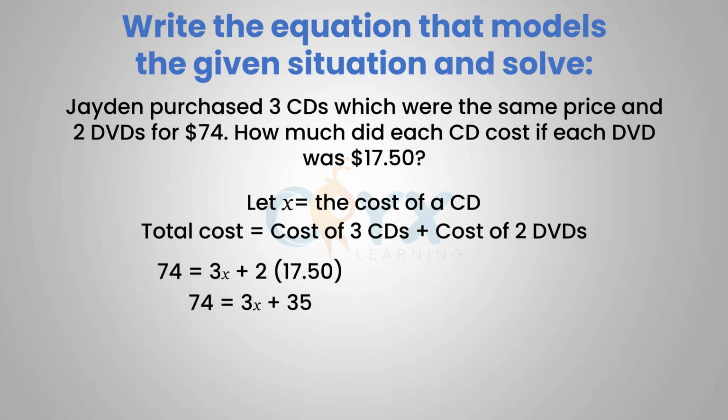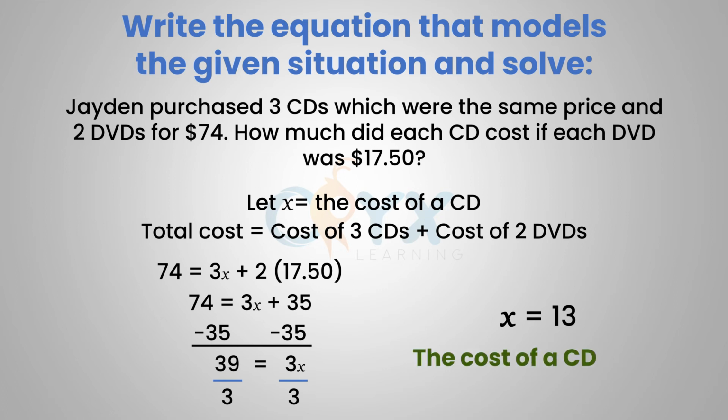The inverse operation of addition is subtraction, so we'll subtract 35 from both sides of the equation to keep it in balance. 74 minus 35 is 39, so 39 equals 3x. Again, taking the inverse operation, the inverse of multiplication is division, so we'll divide both sides of the equation by 3. 39 divided by 3 is 13, so x equals 13. And remember, x was the cost of a CD, so the cost of a CD is $13.